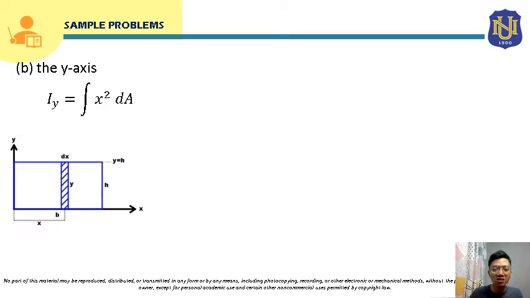This is our rectangle with base b and height h. To solve for the moment of inertia, we are going to construct a rectangular strip here. For our rectangular strip, the longer side we will name as y.